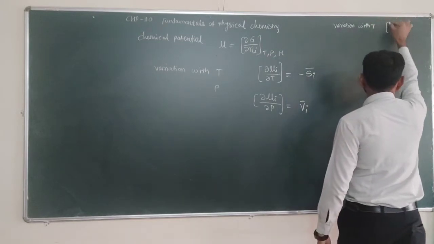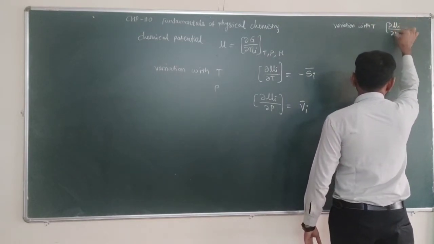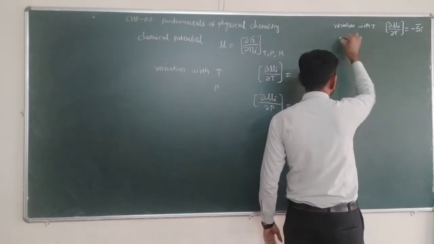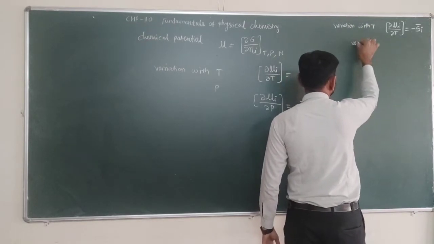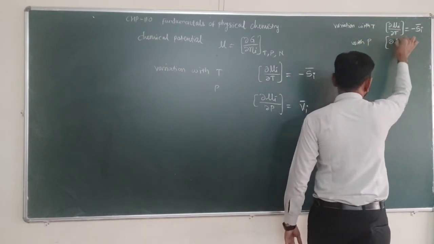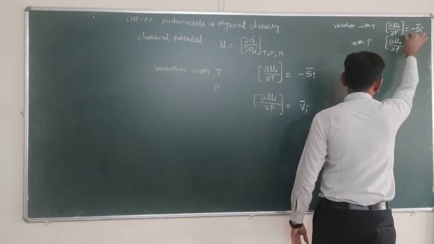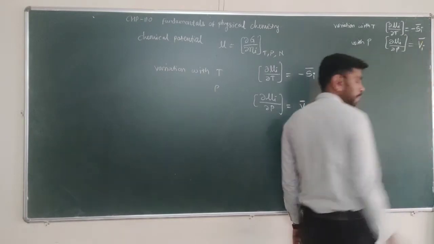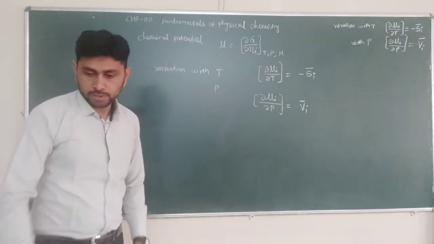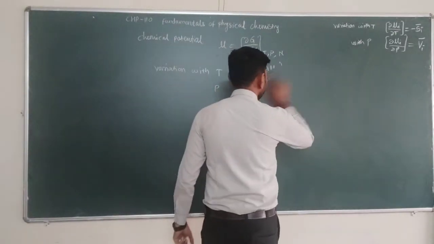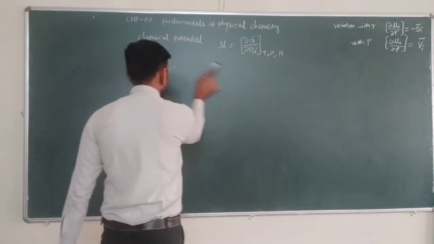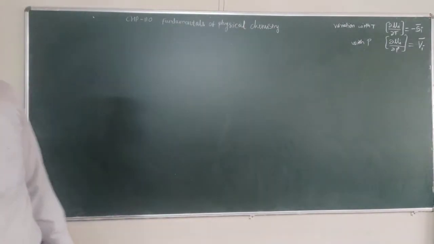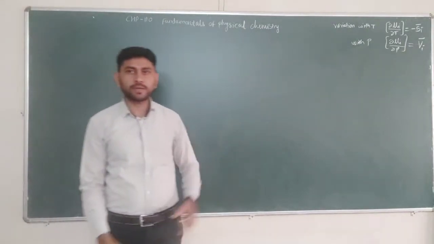Variation with temperature is represented by delta mu i by delta T equal to minus Si bar, and variation with pressure is delta mu i by delta P equal to Vi bar. Partial molar volume is nothing but change in free energy with change of pressure. So this is the variation of chemical potential with temperature and with pressure.